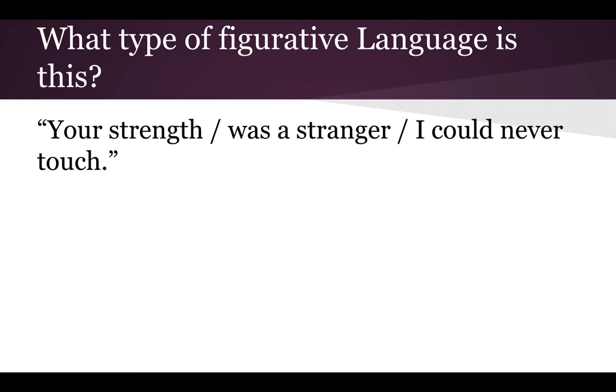So you go ahead and turn to your elbow partner and give your interpretation of this line. And feel free to look at the lines around it to help get that interpretation. But what does she mean by your strength was a stranger I could never touch? Have that conversation.